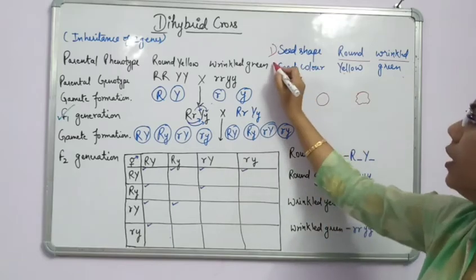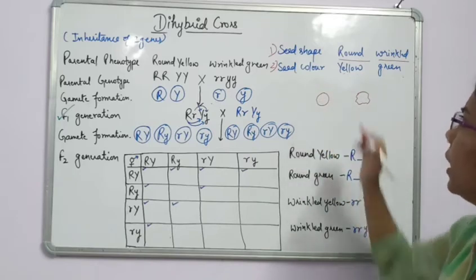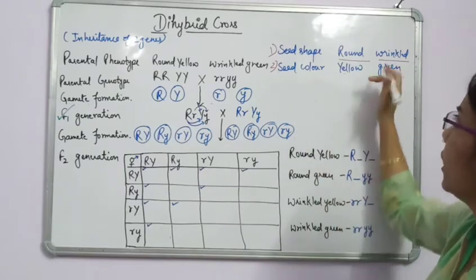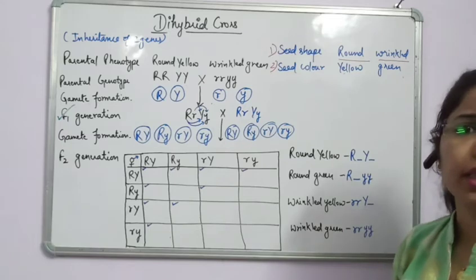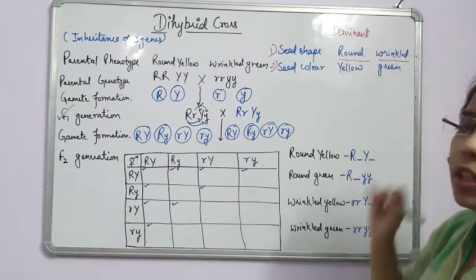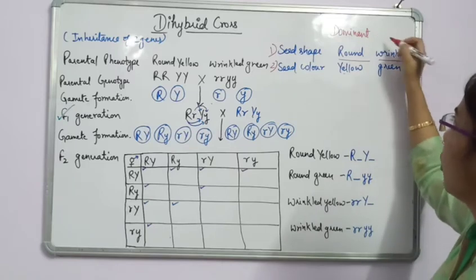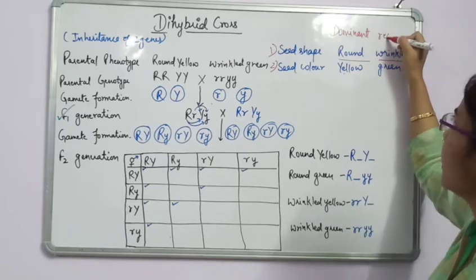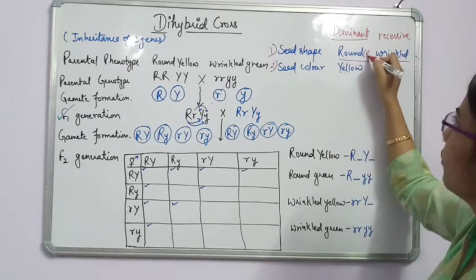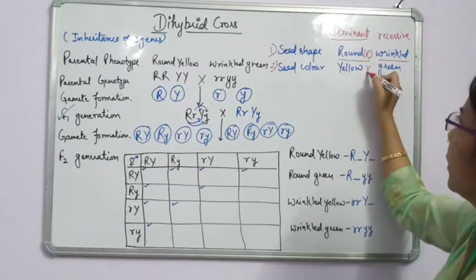Another character we have taken is seed color. So the color can be what? It can be yellow or it can be green. Here the round character as well as the yellow character are the dominant characters. What is dominant? The one which shows its expression over the recessive one. These other two traits are the recessive ones. So dominant are the round and yellow, and that's why we denote them with capital letters: round capital R and yellow capital Y.